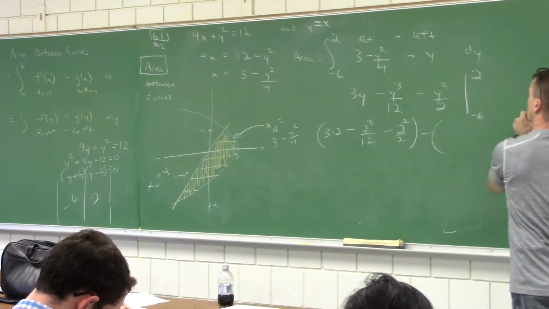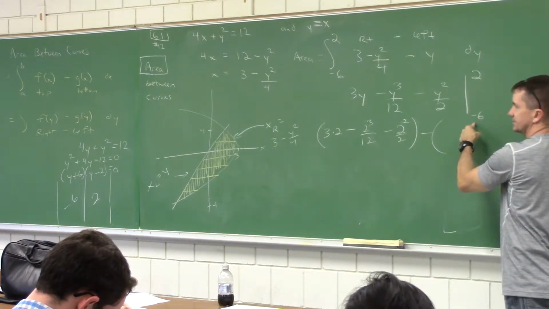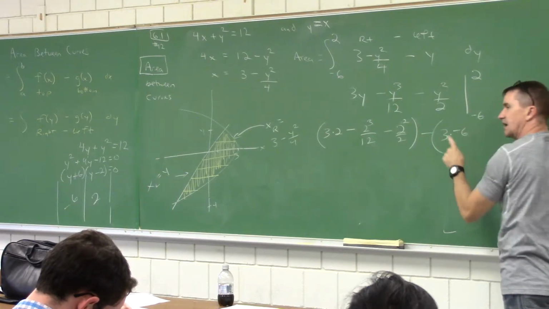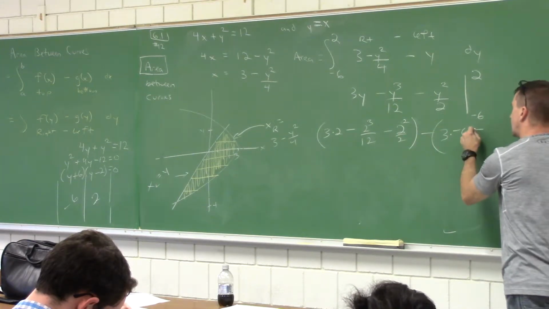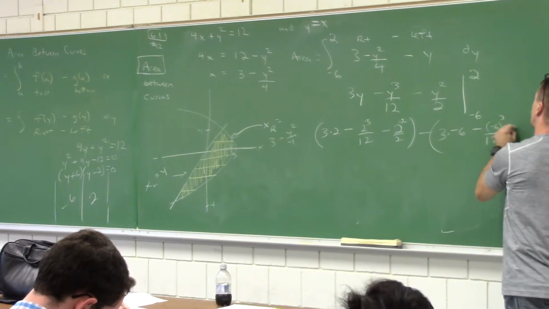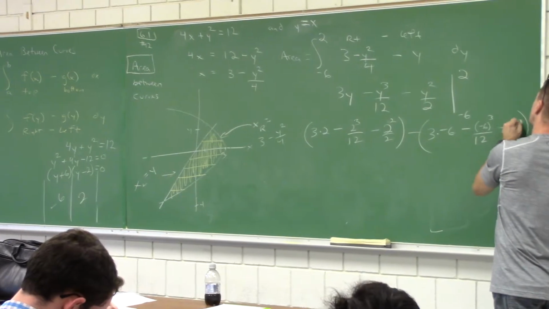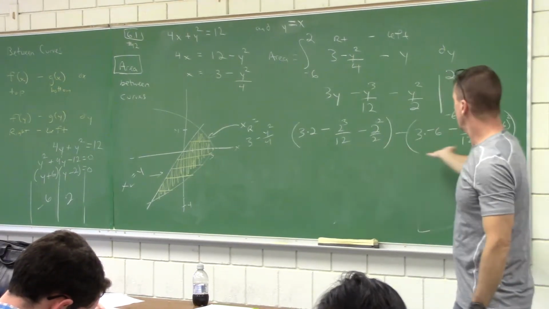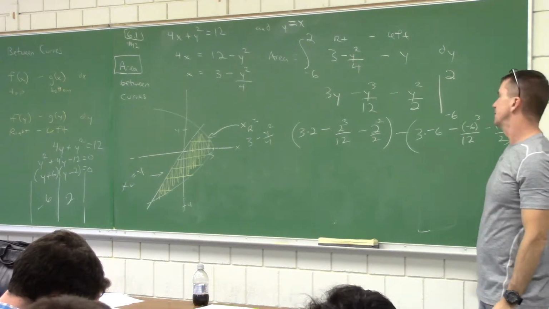Minus, now I've got to plug in what? The negative 6. What's 3 times negative 6? You've got to be very careful with these negatives, don't you? Minus negative 6 cubed over 12 minus negative 6 squared over 2. So be careful with doing that arithmetic in there.